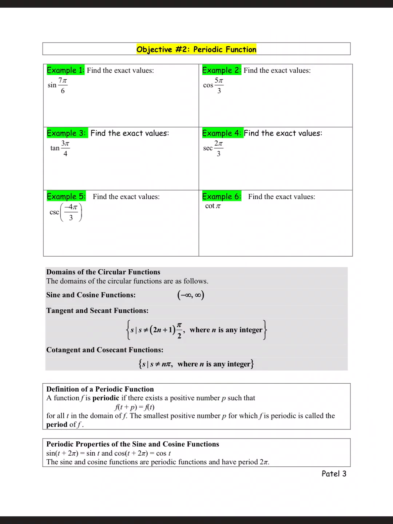So I want to find the exact value of sine of 7 pi over 6. Remember, if you know the unit circle, we're using the y value, and it's going to be negative 1/2. Cosine of 5 pi over 3, well, that's the x value, so go to 5 pi over 3 on the unit circle, and the x value there is 1/2.